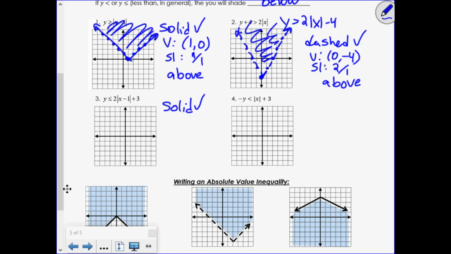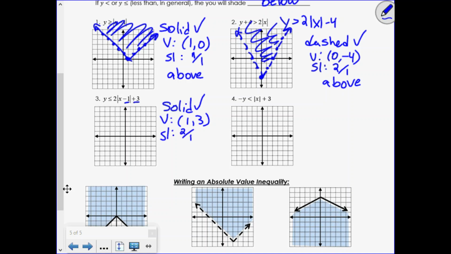Okay. Then you guys want to find your vertex and your slope. So what would the vertex be for this one? 3. Remember, it's very simple. All you do is take the number on the inside and the number at the end. Those are the 2 numbers we use for the vertex, except the one on the inside changes sign. That's it.